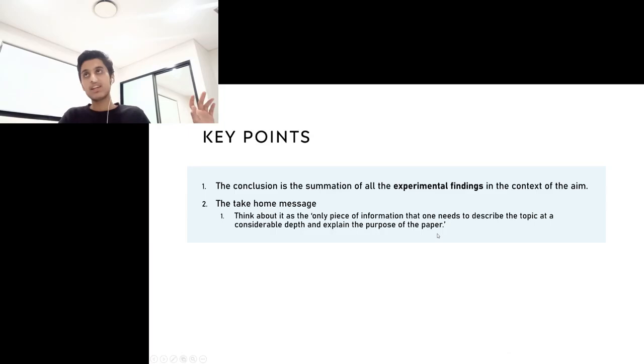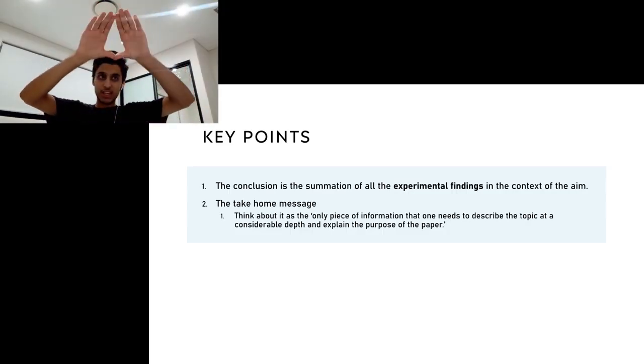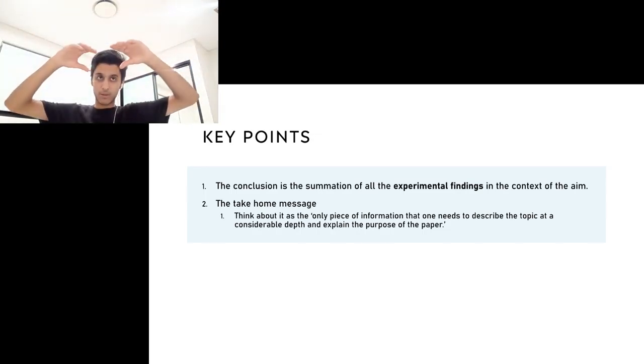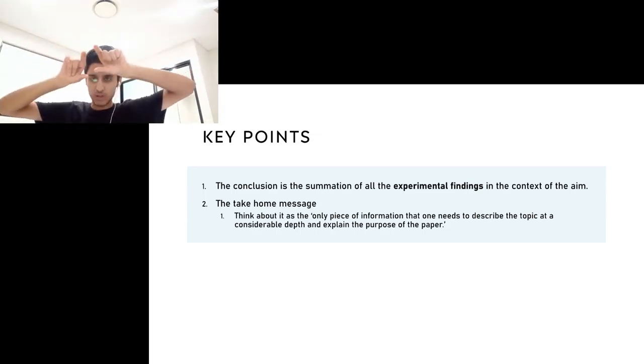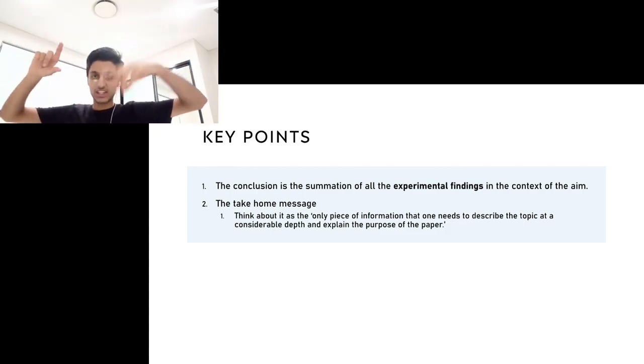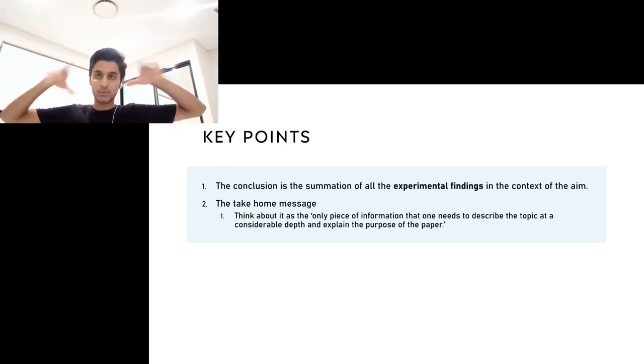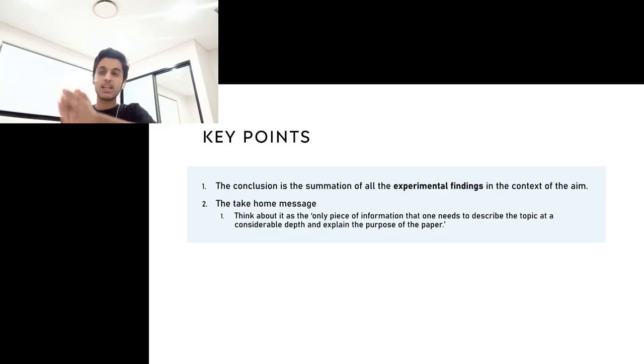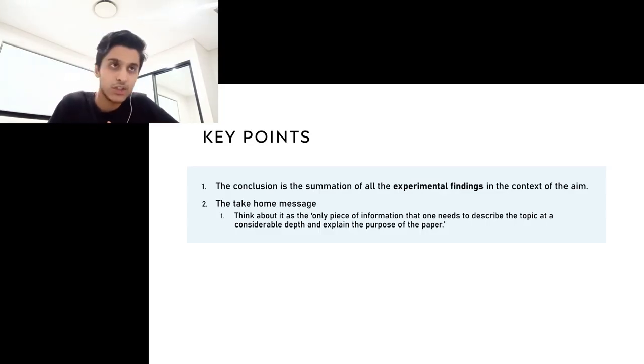Okay, key points. The conclusion is the summation of all experimental findings in the context of the aim, and it also should address the hypothesis. And remember, the experiment does not necessarily have to address the hypothesis. So you want to have this summation of all your experimental findings. So it's a small recount of each section in your report, and then you sum up with all your experimental findings. But another thing is, you don't want to make this sound bleak.